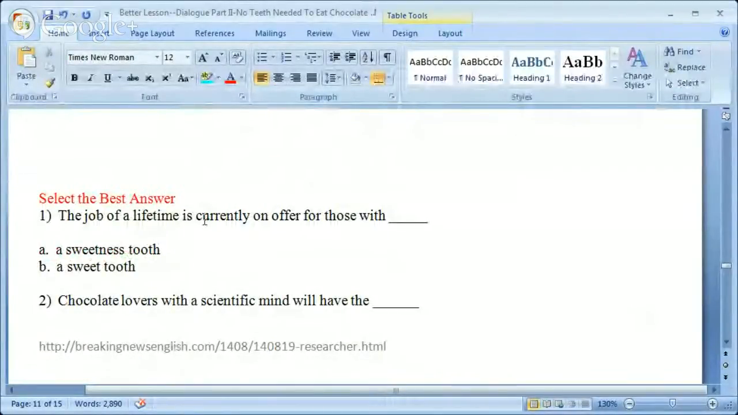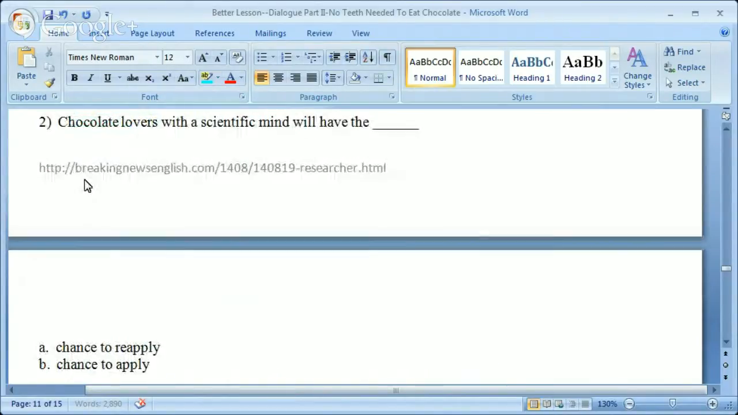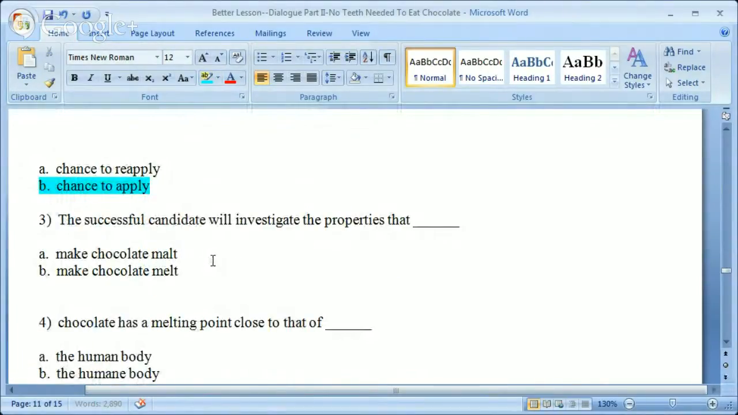All right. Read number 1, if you have time, Priscilla. Oh, I do have time. Select the best answer for number 1. The job of a lifetime is currently on offer for those with a sweet tooth. Very good. It is B. And number 2? Chocolate lovers with a scientific mind will have the chance to apply. B. Good. And number 3?